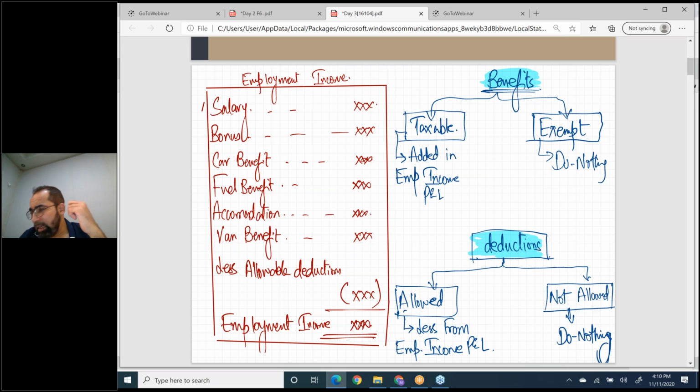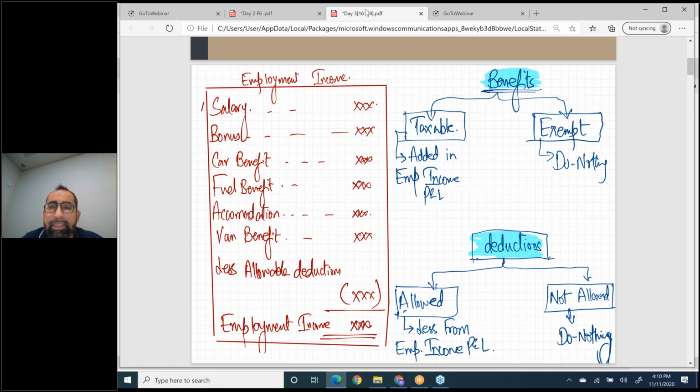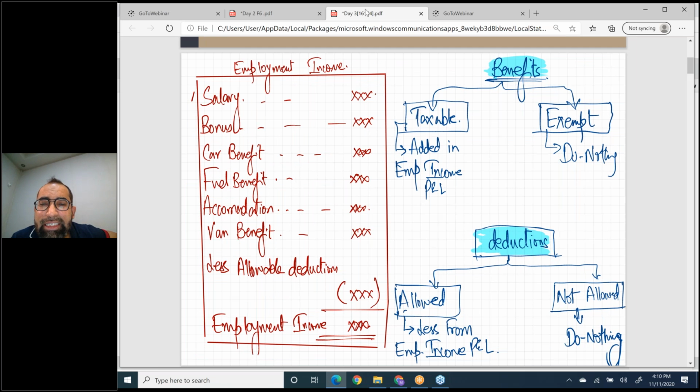Now, let me tell you one conceptual thing. Listen, normally students make mistakes in this. There are two major things in employment income. One is what we call benefits, and the second is deductions.